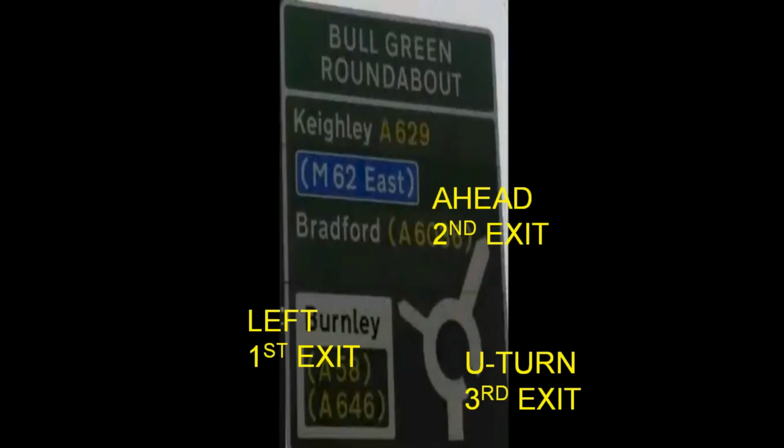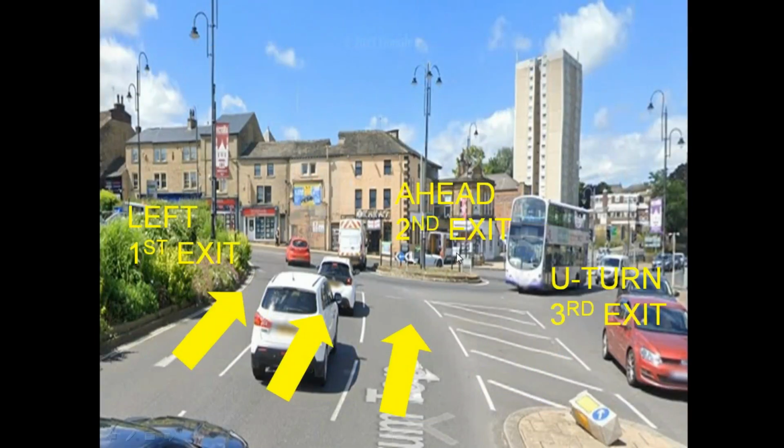Here we see the Bull Green roundabout, again another one that's going to feature on a lot of lessons and a lot of driving tests. Going to Burnley is left 1st exit, going towards Keighley and Bradford, ahead 2nd exit, and doing a U-turn coming back into town is a U-turn 3rd exit.